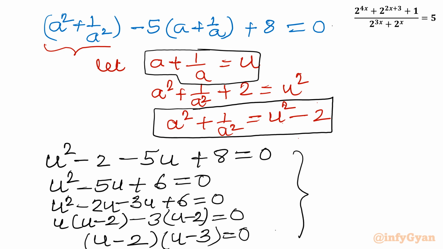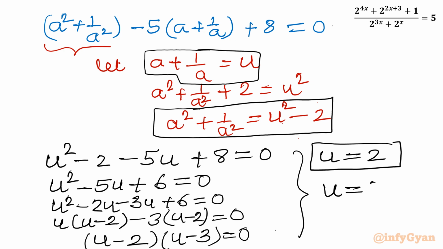Conclusion is u minus 2 equal to 0, then we'll be having u equal to 2. And once u minus 3 is 0, we will have u equal to 3. Now what is u? u is a plus 1 over a. Let's put. So I will write a plus 1 over a equal to 2, then I will be writing a plus 1 over a equal to 3.